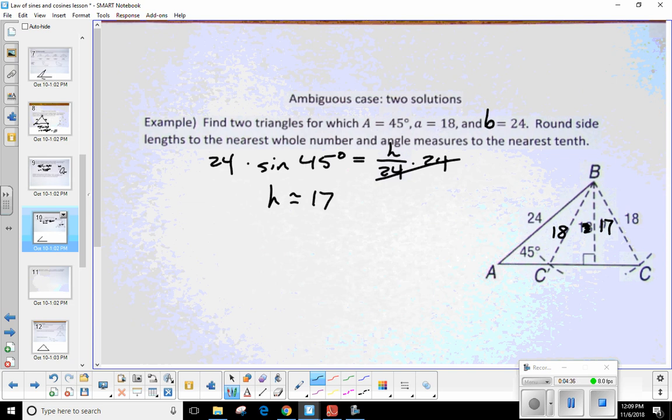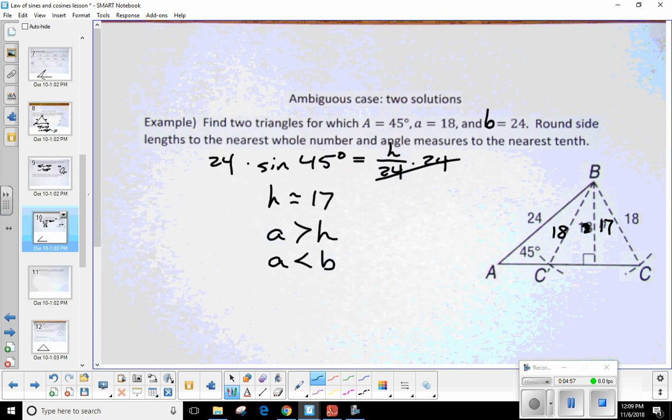So A is 18, the height was 17, so we see that A is greater than the height, right? How does A compare to the side we're calling B? It's smaller. 18 is smaller than 24, so I know A is less than B. And angle A being 45, we know it's acute, right? So am I in the top row or the bottom row? We're in the top row.